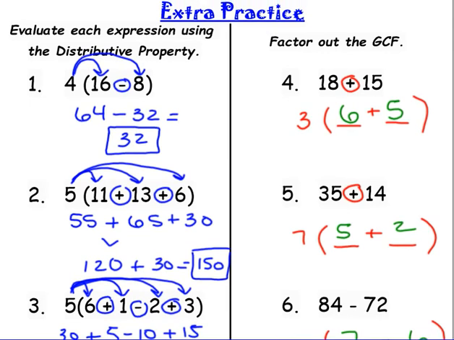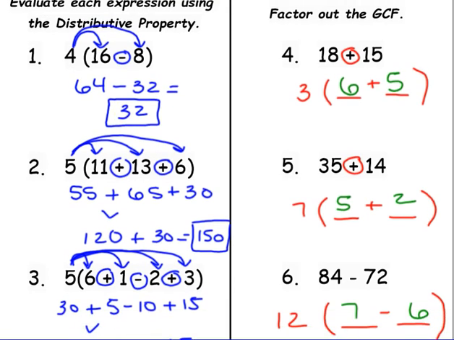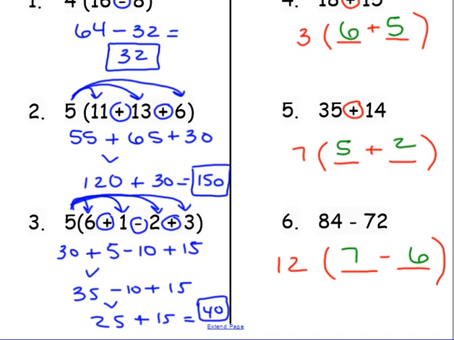All right, let's go ahead and compare our answers. If you have not finished, I need you to hit pause and finish. Okay, so for the left-hand side, you should have 32. Number 2 should be 150. And number 3 should be 40.